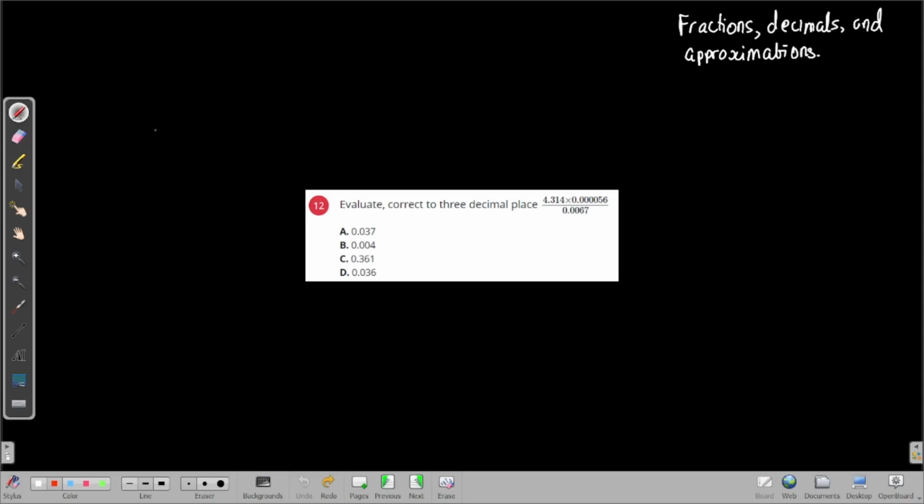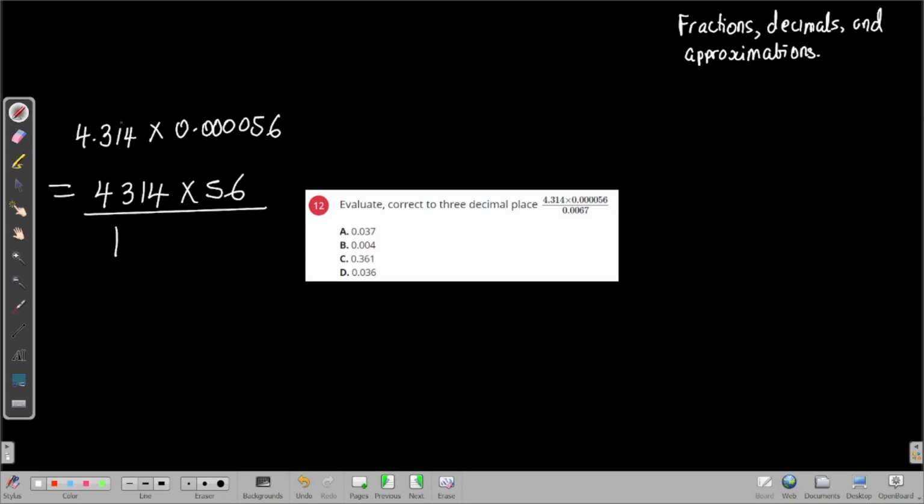Okay, but if you wanted to do it without a calculator, you just start by evaluating the numerator, that's 4.314 times 0.056. You still have to use a calculator at the end of the day. So this is equal to 4314 times 56 divided by, I have to count the number of decimal places we have. On this side we have 3, on this side we have 6. So 3 plus 6 is 9.